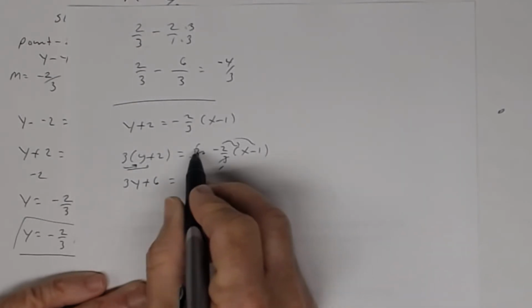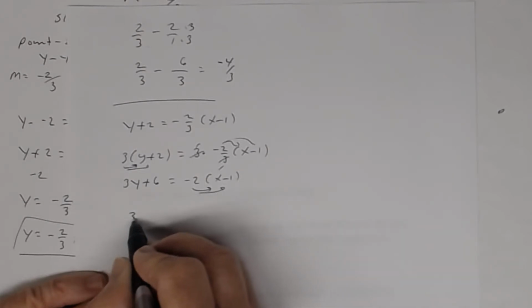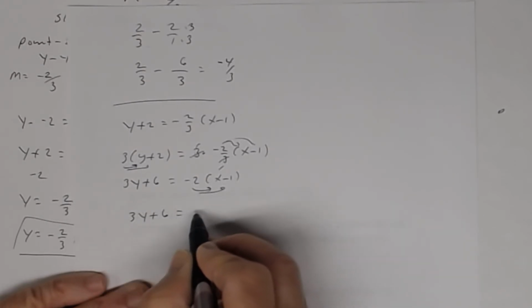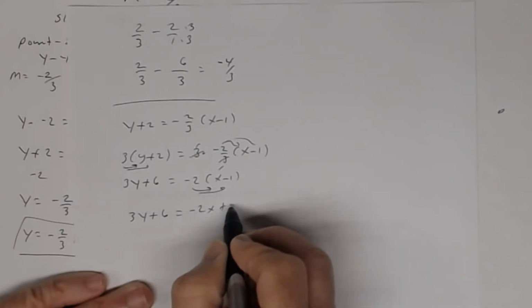Let me go ahead and just write it. 1 times negative 2 is negative 2. Then distribute the negative 2. I get 3y plus 6 equals negative 2x, and then negative 2 times a negative 1 is a positive 2.